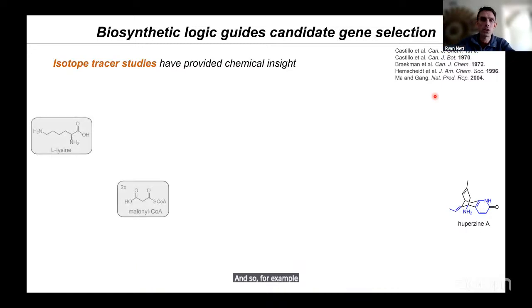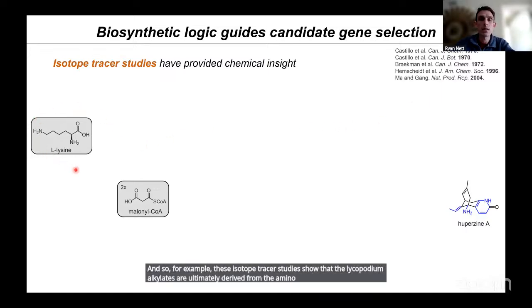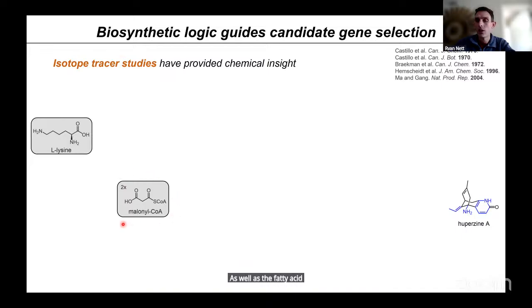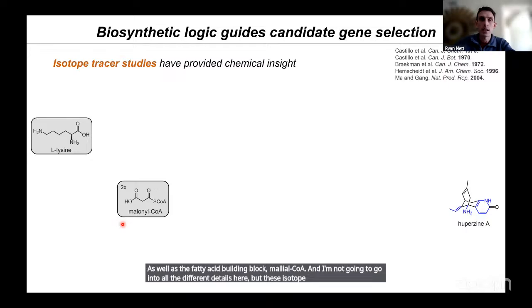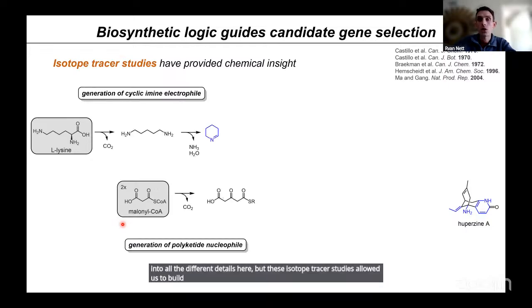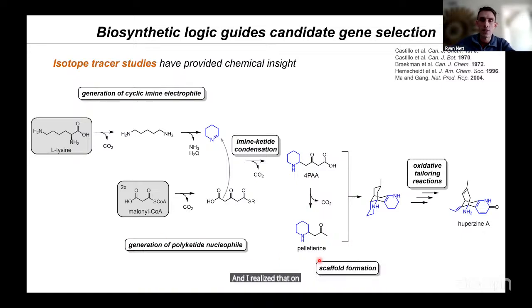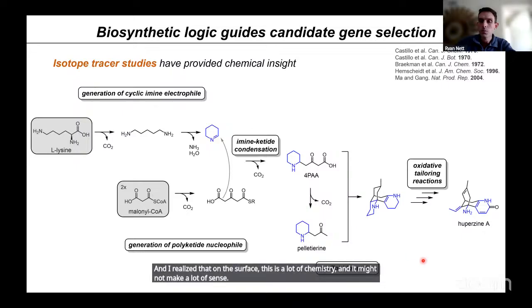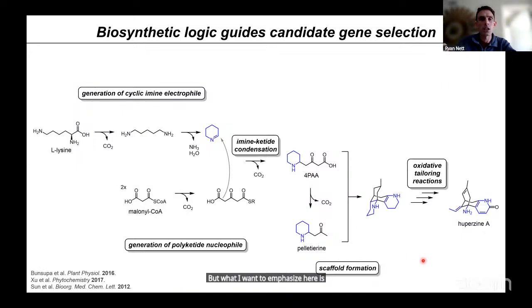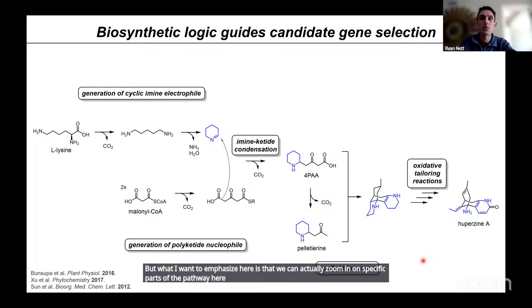And so, for example, these isotope tracer studies showed that the lycopodium alkaloids are ultimately derived from the amino acid lysine, as well as the fatty acid building block, malonyl-CoA. And I'm not going to go into all the different details here, but these isotope tracer studies allowed us to build a logical biosynthetic proposal for how these molecules are processed and put together and tailored to ultimately produce huperzine A itself. And I realize that on the surface, this is a lot of chemistry and it might not make a lot of sense. But what I want to emphasize here is that we can actually zoom in on specific parts of the pathway to gain some insight about the types of genes that we should be looking for in our RNA-seq data set.